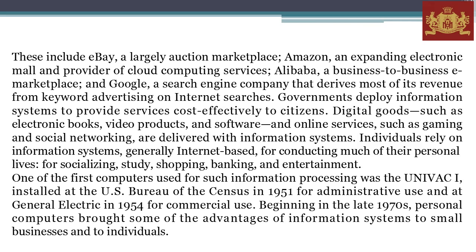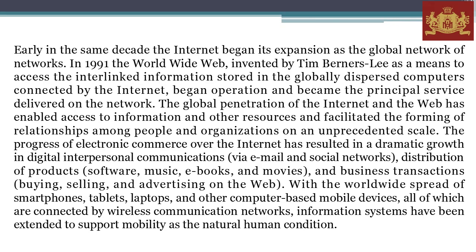One of the first computers used for such information processing was the UNIVAC I, installed at the U.S. Bureau of the Census in 1951 for administrative use and at General Electric in 1954 for commercial use. Beginning in the late 1970s, personal computers brought some of the advantages of information systems to small businesses and to individuals. Early in the same decade, the Internet began its expansion as the global network of networks.